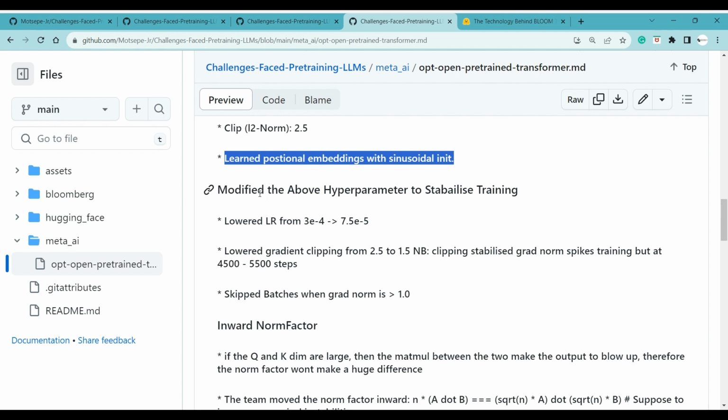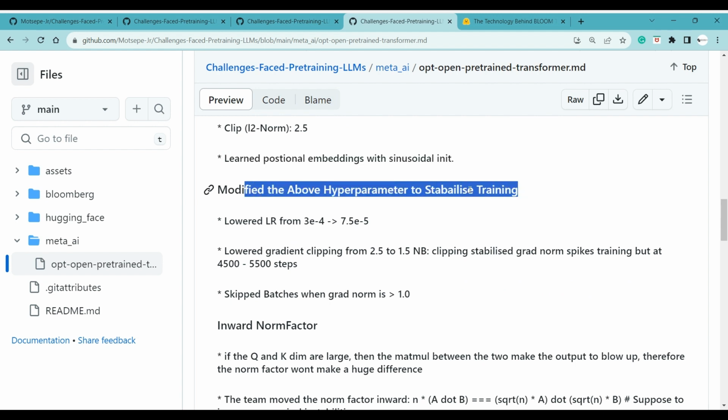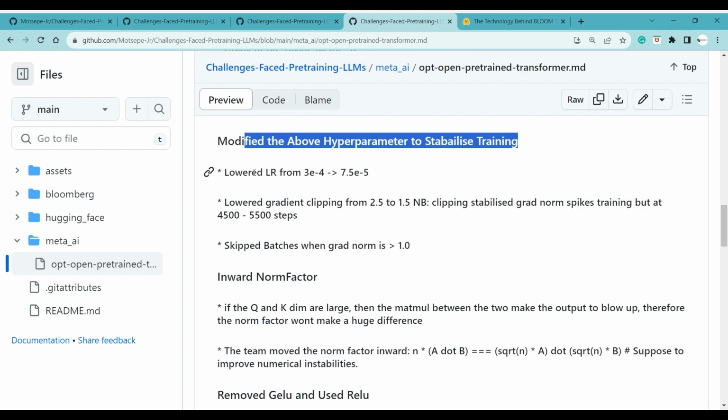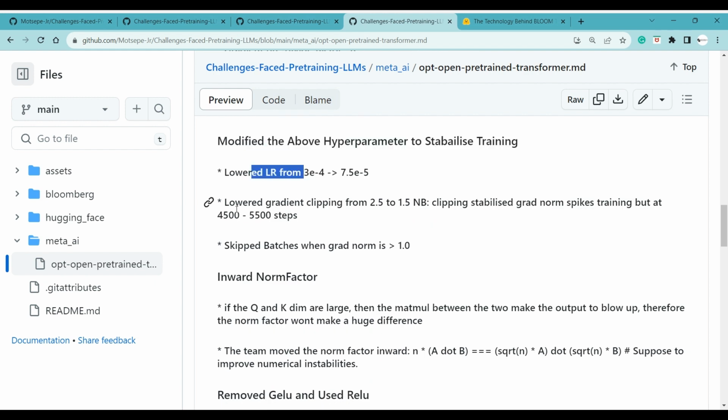Then they modified the above parameters to stabilize training. They lowered the learning rate again. They lowered the gradient clipping from 2.5 to 1.5. They did say that this stabilized the grad norm spike in training around 4.5 to 5.5K steps, but going forward, it did not help. But remember that they had something like 140K steps, if I'm not mistaken.